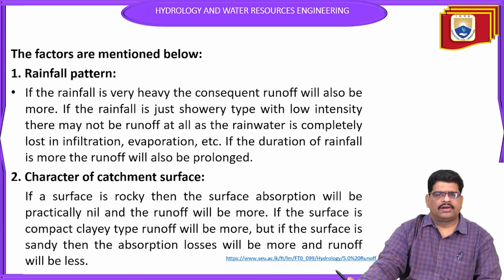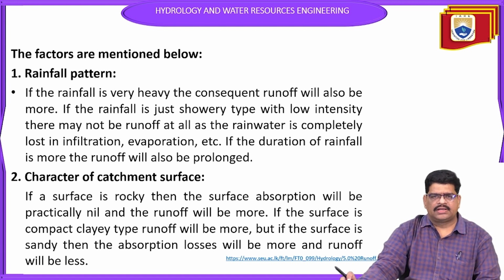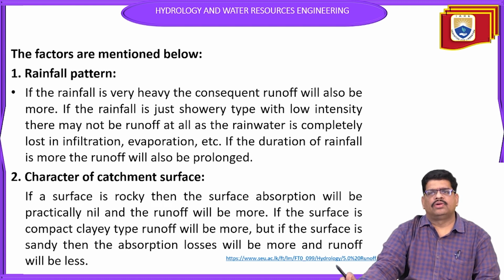In the rainfall pattern, you understand how much water can be collected from the catchment, and with low intensity, the runoff flow is completely lost; how much loss is due to infiltration can be calculated. If the duration of the rainfall is long, the runoff will also be prolonged. That is the next. Next, the second one is the character of the catchment surface.